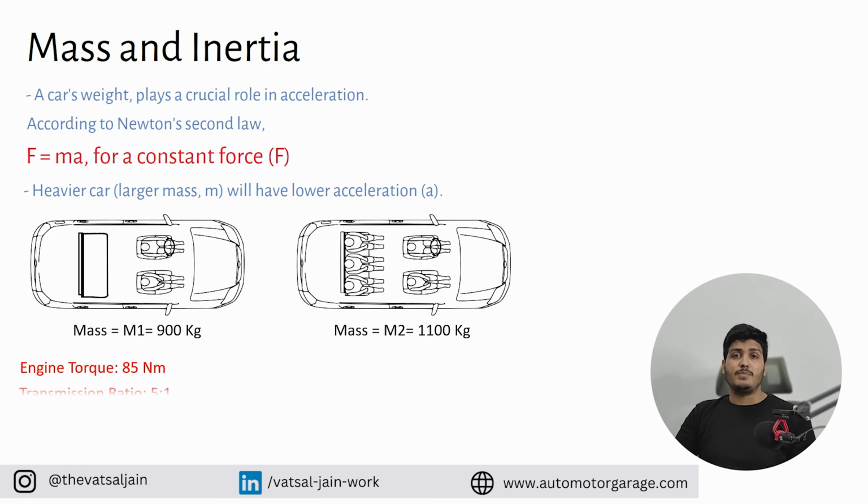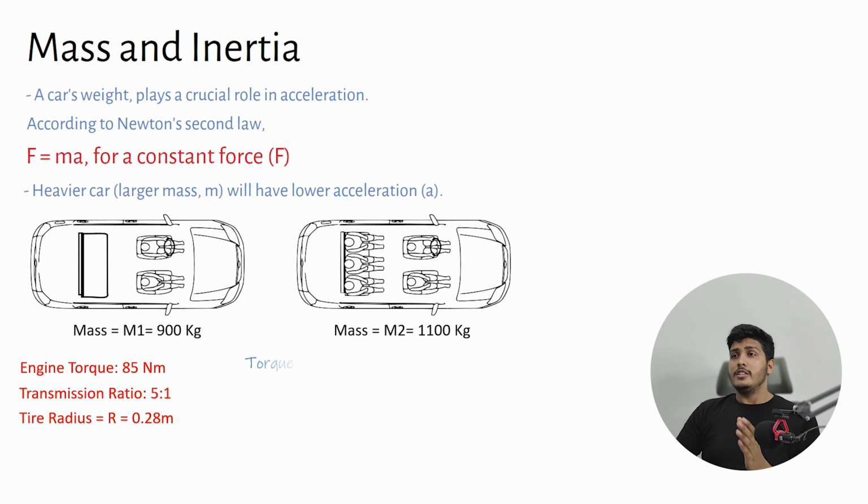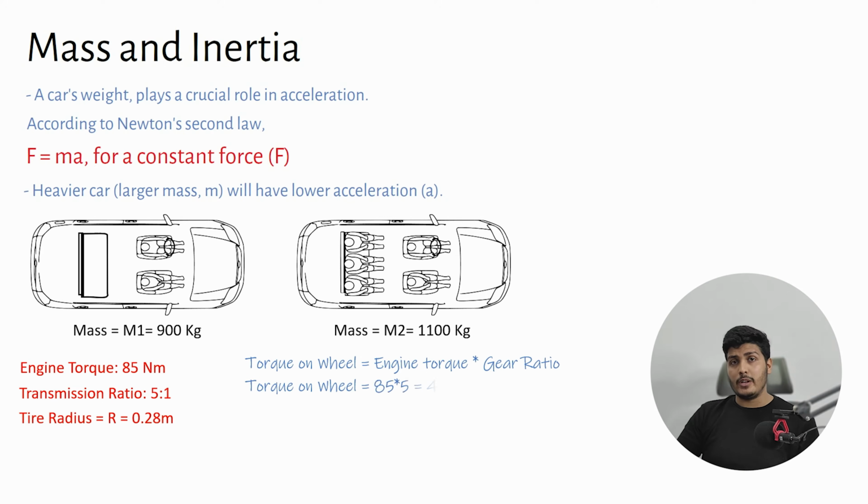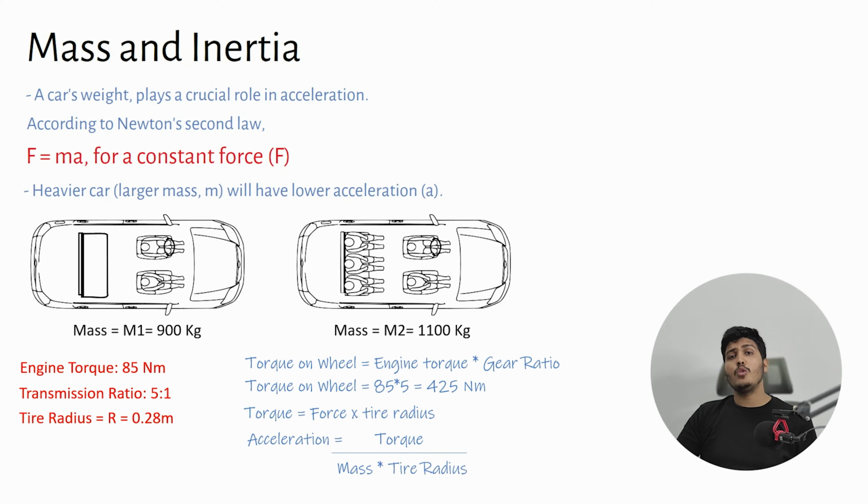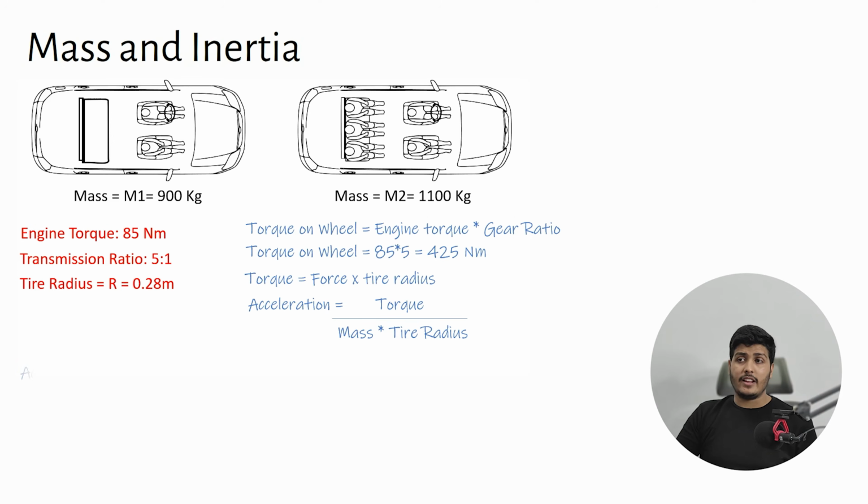These are the engine and transmission specifications for the car. Now, the torque on the wheel can be calculated as engine torque multiplied by gear ratio, which will give 425 Newton meter for both of the vehicles. As you all know, torque is given by force multiplied by tire radius, and force is equal to mass into acceleration. This will give acceleration equals torque divided by mass multiplied by tire radius. So, for the first car, we will get an acceleration of 1.68 meter per second square, and for the second car, we will get an acceleration of 1.37 meter per second square.